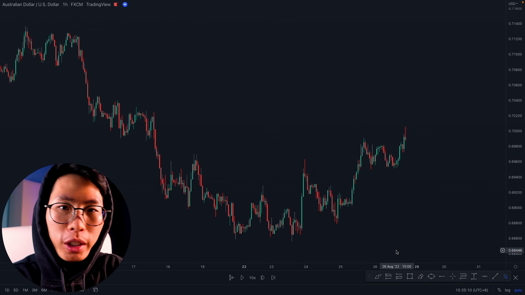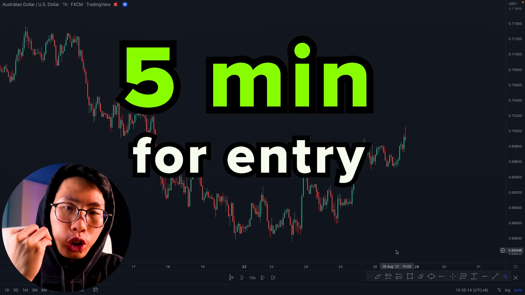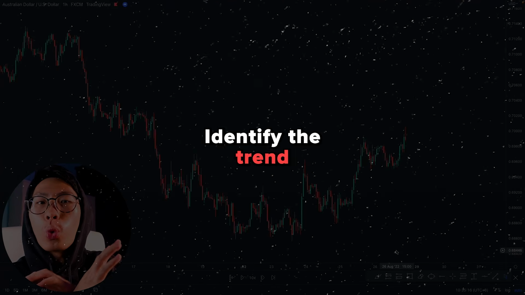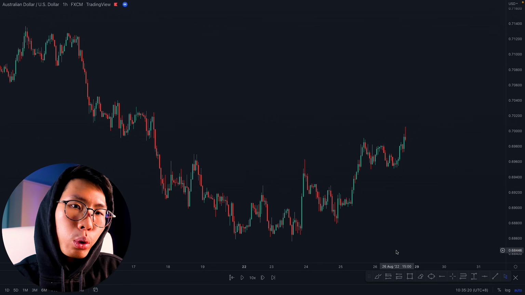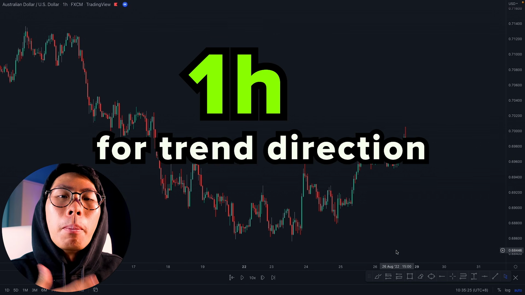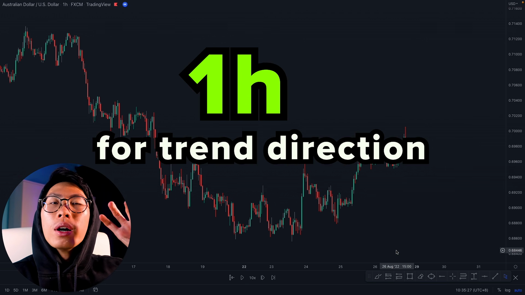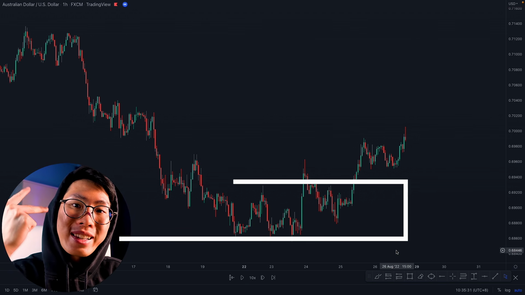So for this scalping strategy, I'm going to be using the 5-minute time frame to enter the trade. The first thing before you do anything is that you want to identify the trend direction. So what I'll do is go to the 1 hour time frame to find out what the momentum of the market is, the overall trend direction. Is the market going up, or is it going down, or is it going sideways?